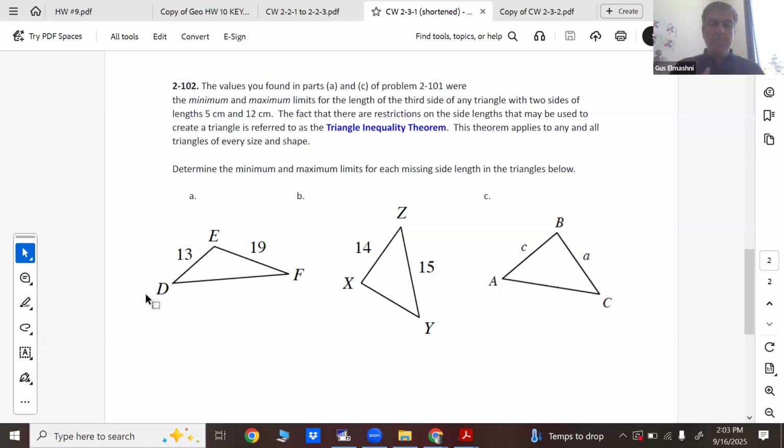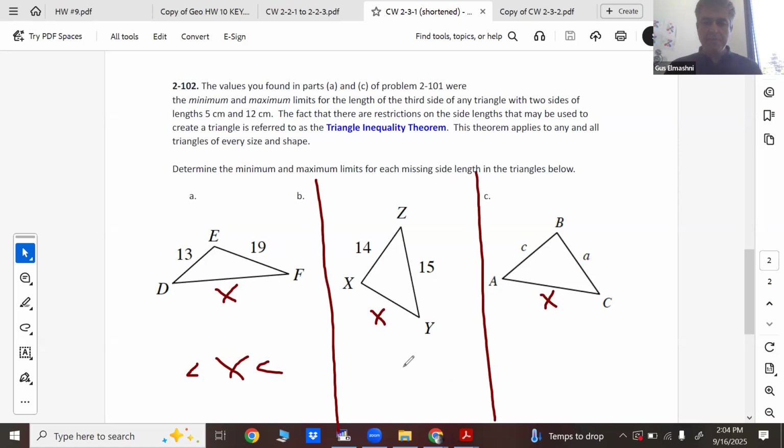All right. So here, determine the minimum and maximum limits of each missing side. Let's call this X, we'll call this X, and we'll call this X. So it's going to be sandwiched in between two numbers. So what's my range for A? Between what and what? And 32. Okay, what about for B?